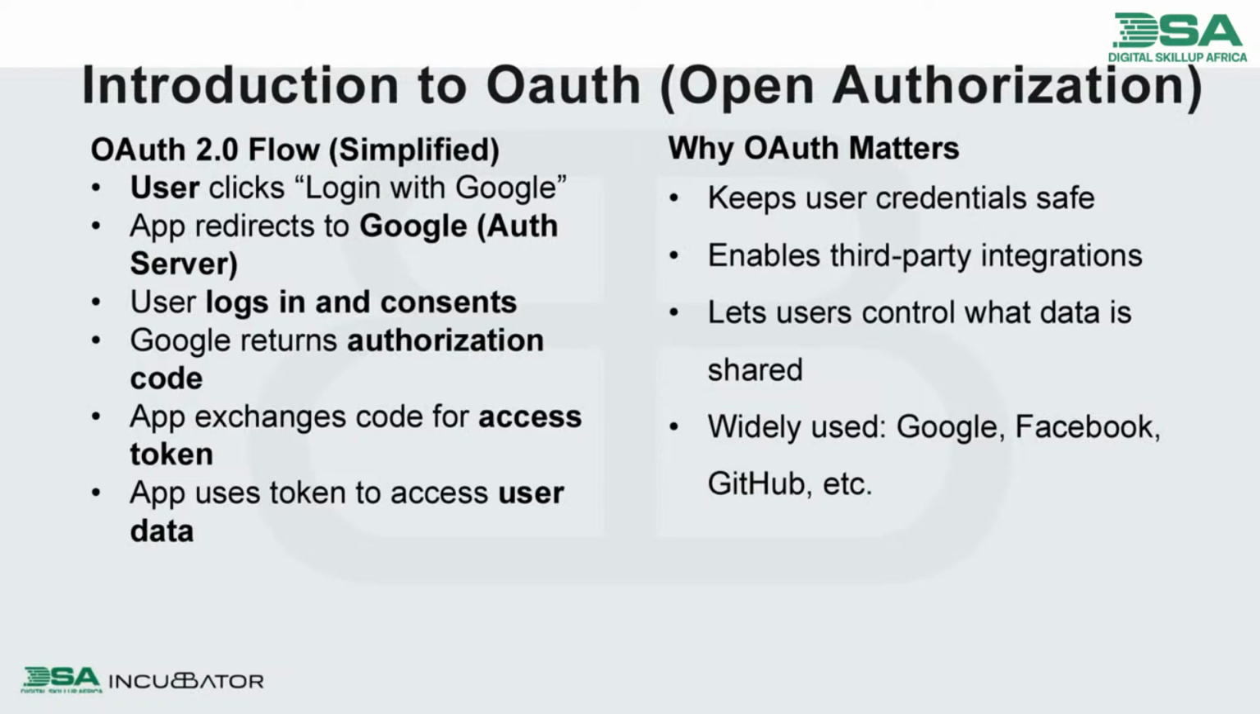Then it enables third-party integration, letting users control what data is shared. After all, they're going to ask permission: do you want this app to have access to this? You have control over it. Then the widely used ones that almost all of us should be familiar with are Google, Facebook, GitHub, and other social platforms, but I think these are the popular ones for now.